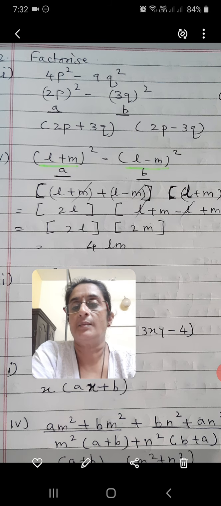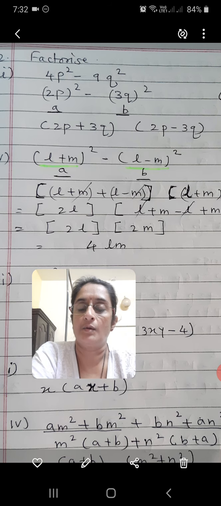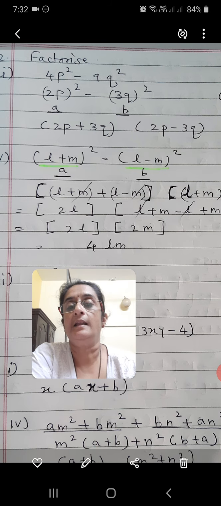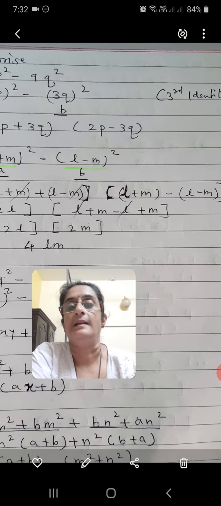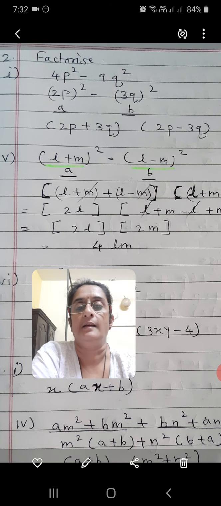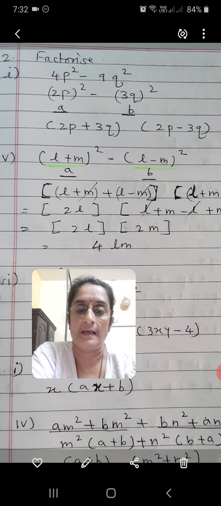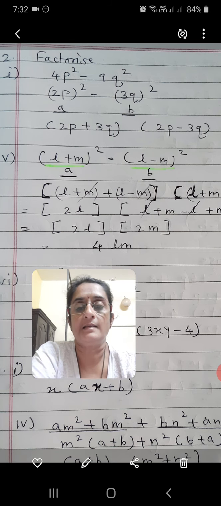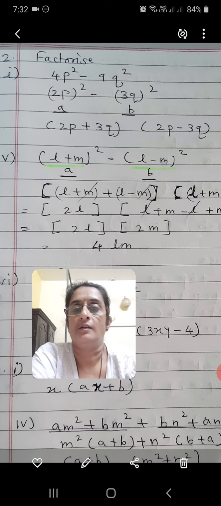Now consider the first term as a, second term as b. So a square minus b square is what you have got. Now we are going to think of the identity. Which identity gives us a square minus b square? That is the third identity. So a square is 2p square, a is 2p plus 3q, once it is positive and once it has to be negative. So the factorization of this number is in the bracket 2p plus 3q and 2p minus 3q.